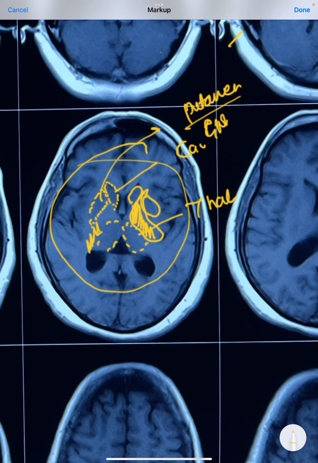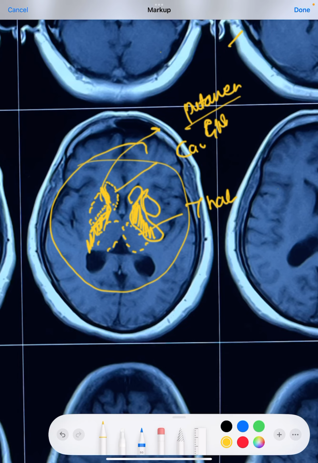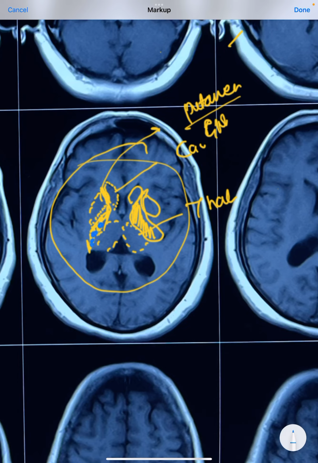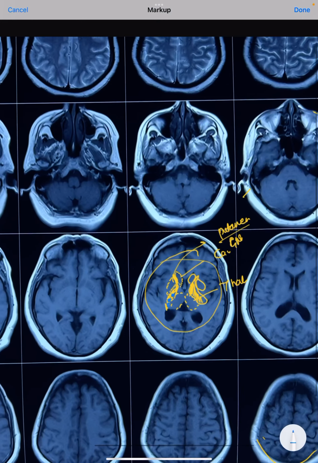The internal capsule consists of all the fibers coming from the frontal lobe and parietal lobe, and it is densely packed with neurons. So if someone gets even a small infarct of 1 to 2 millimeters, the patient may get dense weakness of both the upper limb as well as the lower limb.